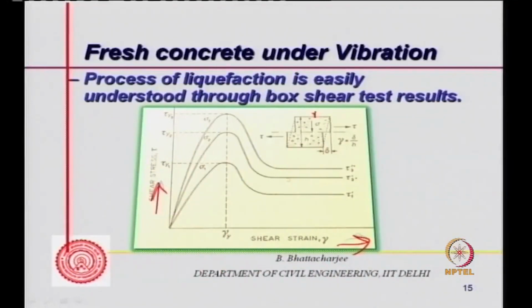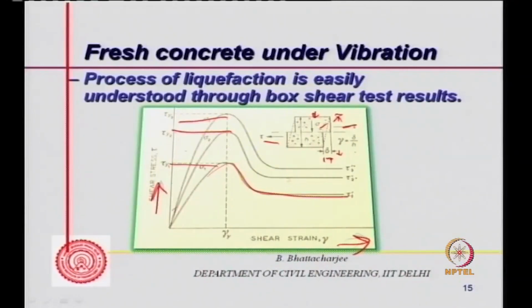Now you apply normal pressure, sigma n, and tau is applied from this side and strain is measured, delta divided by h. This is h and delta is this distance. So if you measure the stress versus strain, you find this sort of curve, and this depends upon sigma 1, sigma 2.